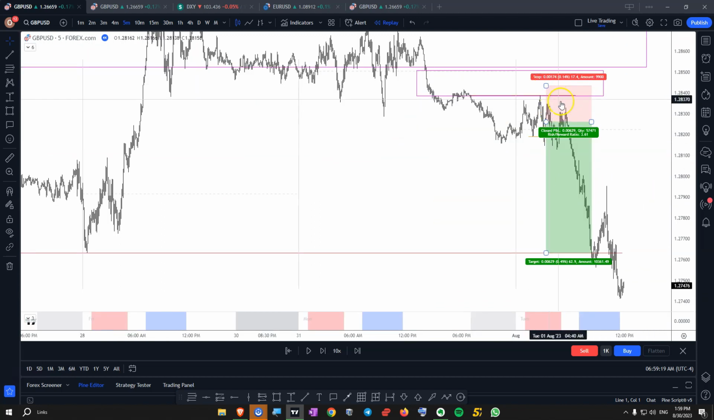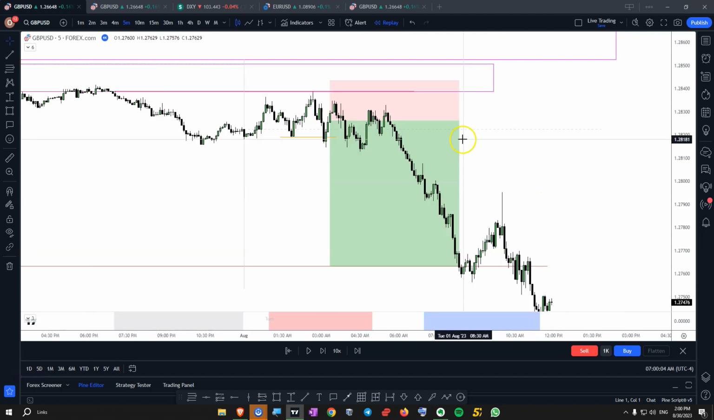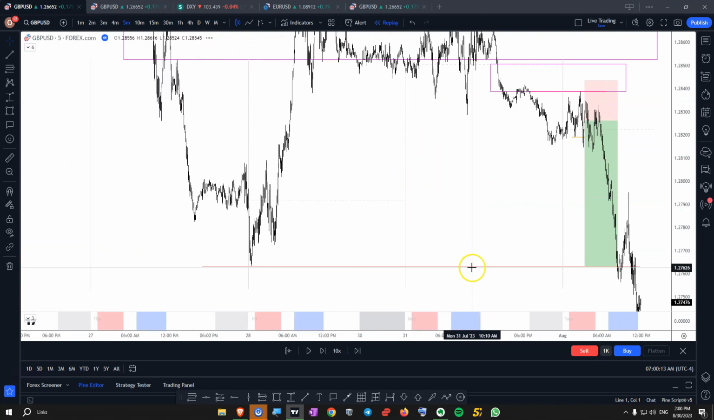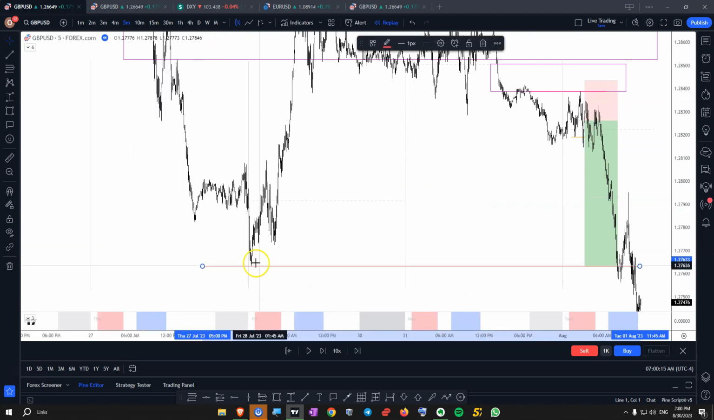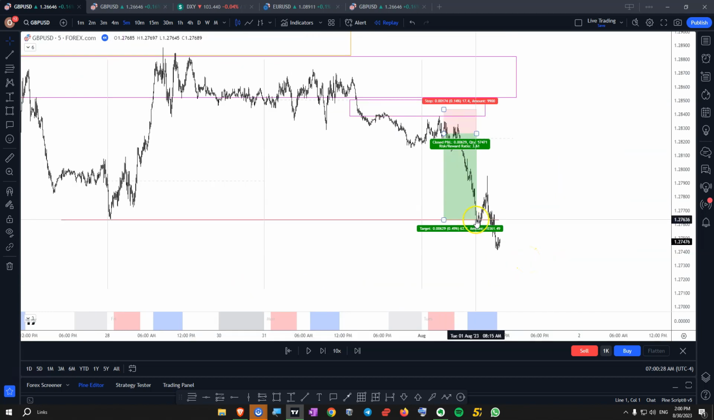So I started to move the stop loss above this high here. Then I moved the stop loss to break even. And I have a pretty good confirmation on the dollar index for this trade, and that's why I was confident to keep this low here as my take profits. So this is where I took profits.